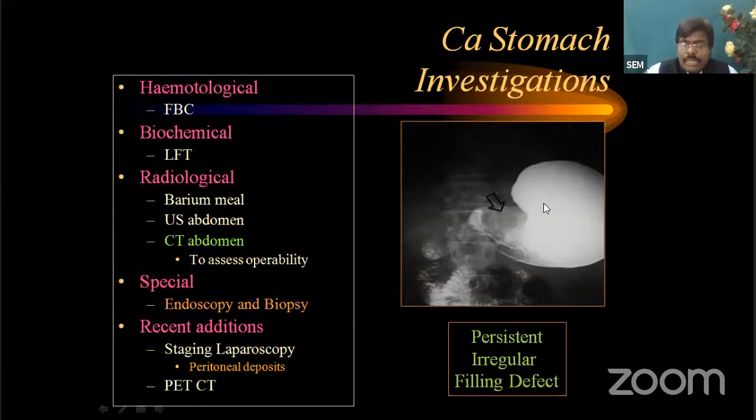So this area is not filled by the barium, and also it is irregular. And it is a persisting filling defect, a very, very important term. Why? Because if you have visible gastric peristalsis, that will sometimes give you an apparent filling defect. That is different. So if it is persisting, that's why they have to take films at various times, like 15 minutes, half an hour, 1 hour, 1.5 hours, 2 hours. We do a barium meal film at every 15 minute interval. That way we know if the filling defect is persistent and also irregular, then it is carcinoma stomach.